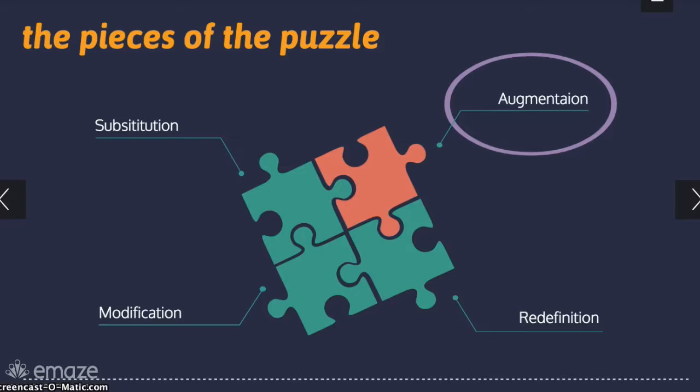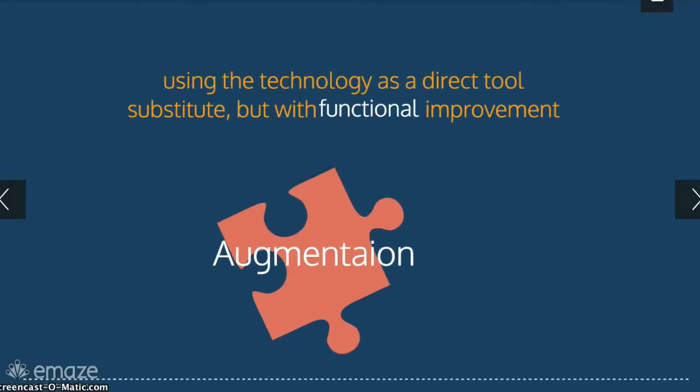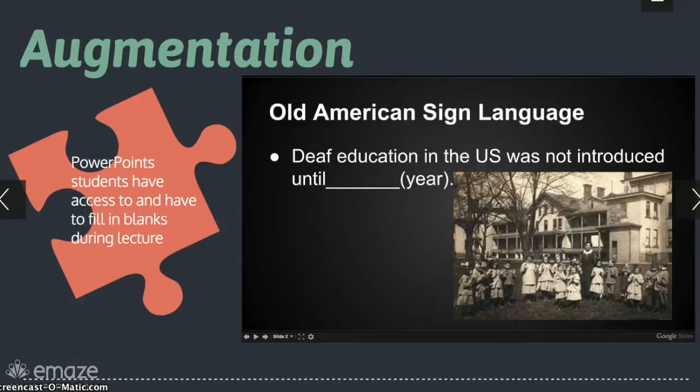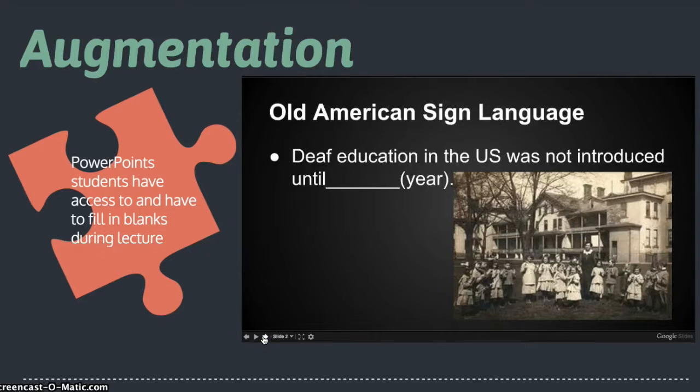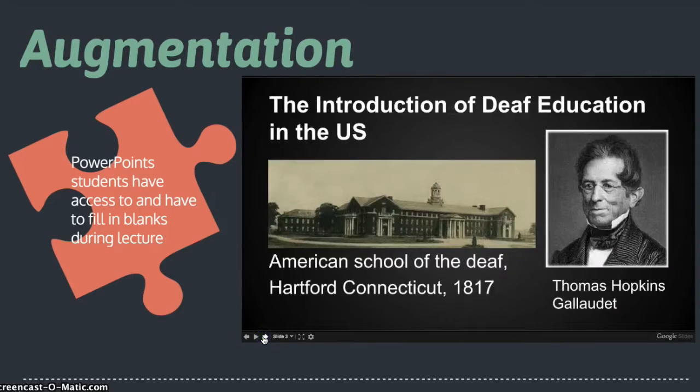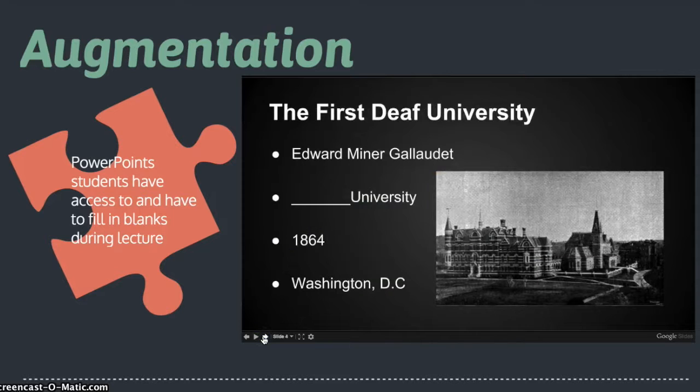The next piece of the puzzle is augmentation, which is very similar to substitution, but there is a functional improvement with using the technology. So there's an improvement of either teaching or learning for the students. With this one, you would still use a PowerPoint, but you'd have the PowerPoint be accessible for all your students, and then they would have to fill in the blanks throughout the PowerPoint while you teach the lesson, so that the students are actively involved, actively listening and receiving the information.